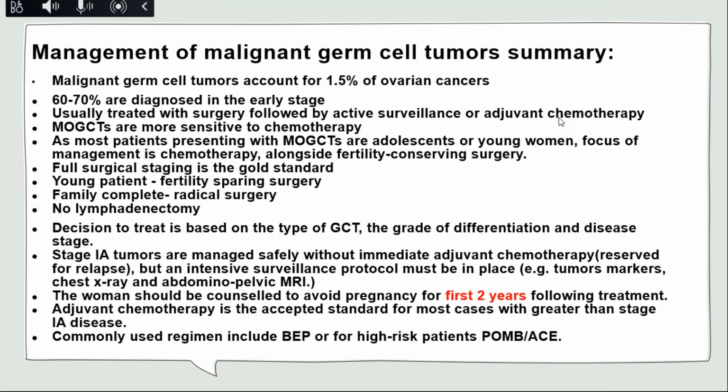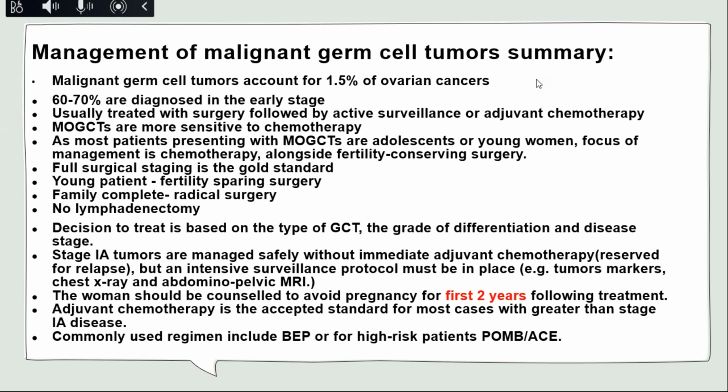In summary, from the talk, malignant germ cell tumors account for 1.5% of ovarian cancers and 60 to 70% are diagnosed in the early stage. This is fortunate because in early stage we can increase the 5-year survival rate. They are usually treated with surgery followed by active surveillance or adjuvant chemotherapy. The malignant tumors are most sensitive to chemotherapy, and most patients presenting with malignant ovarian germ cell tumors are adolescents or young women. We have to focus the management as chemotherapy alongside fertility conserving surgery.